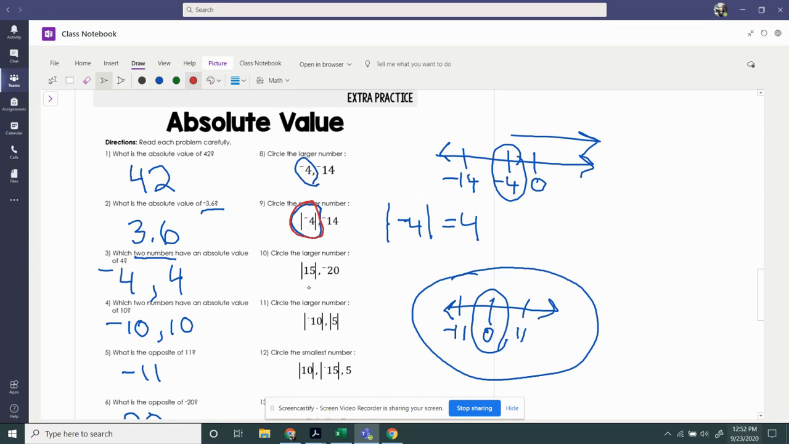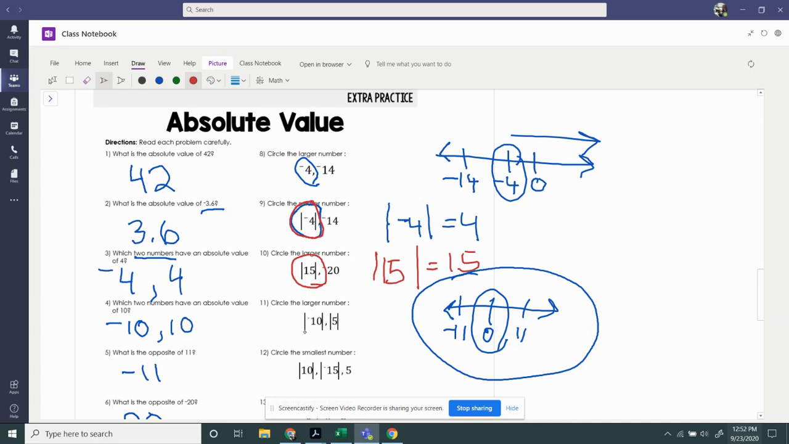The same goes with number 10. The absolute value of 15 is 15, and 15 is greater than -20. So that would be the larger number.